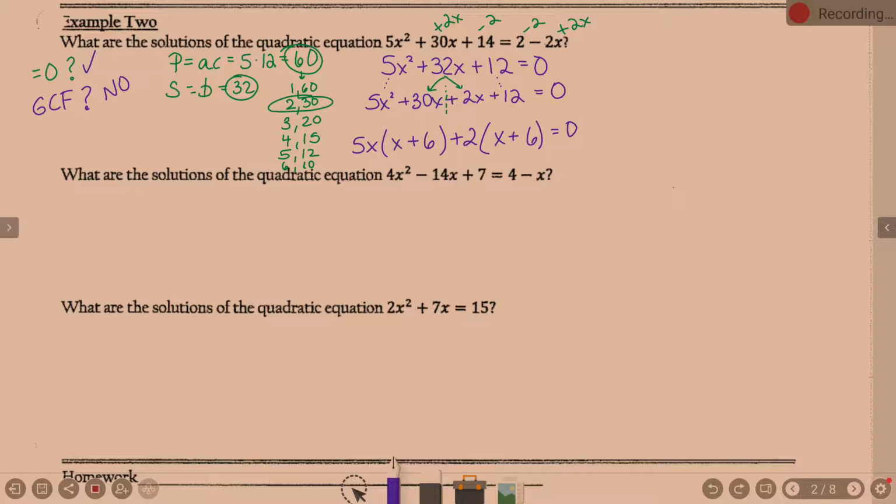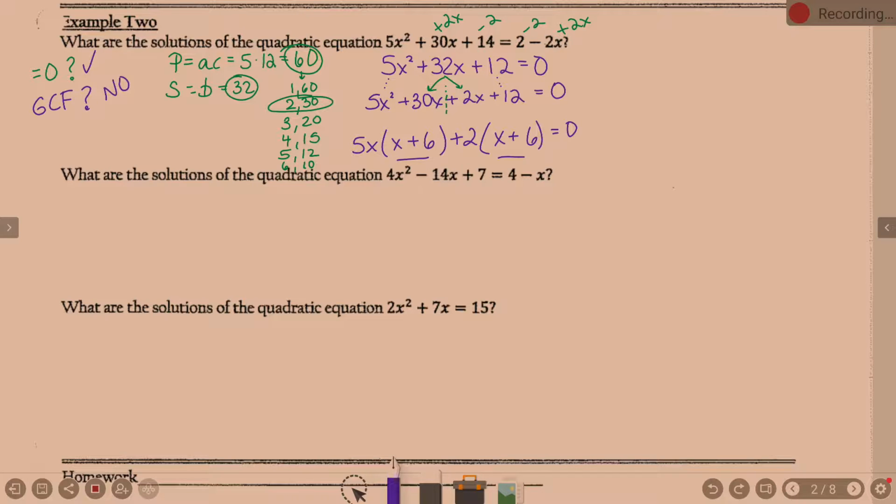Do we like where we're at? Yes, we like where we're at, in that x plus 6 and x plus 6, my parentheses match. And remember, that's what you want to happen. If they are not identical, don't try and move forward. Don't try and force it.